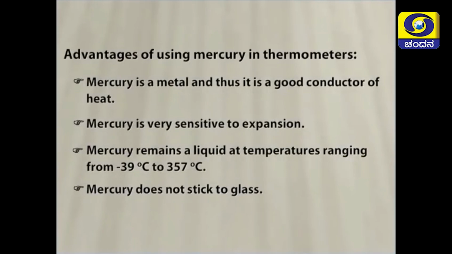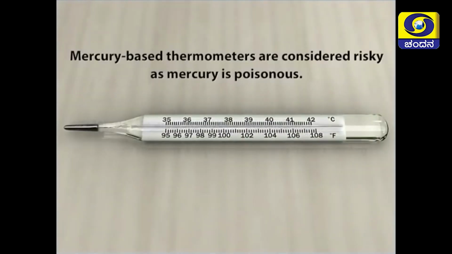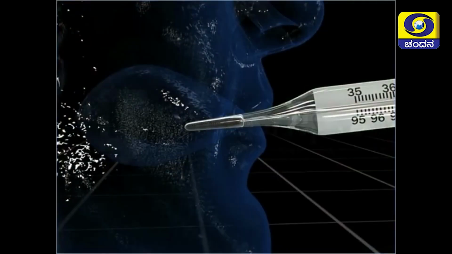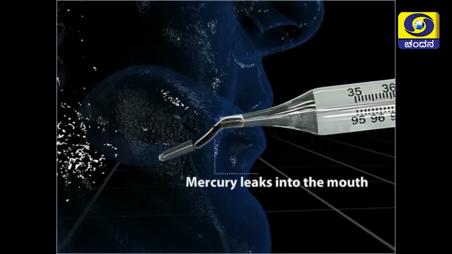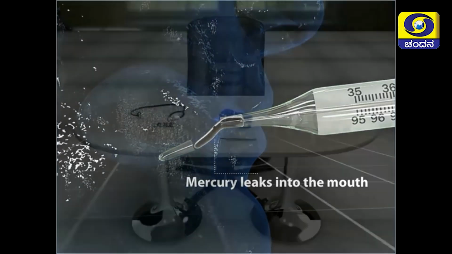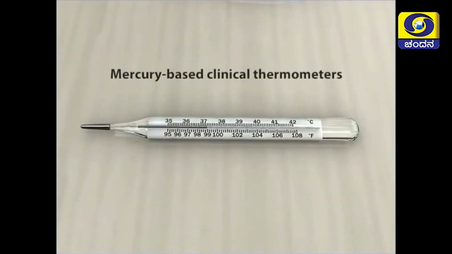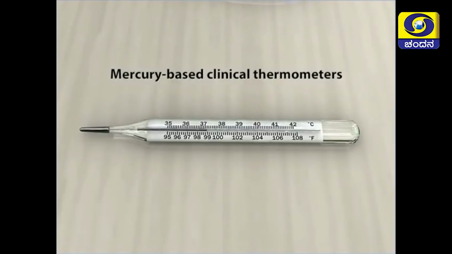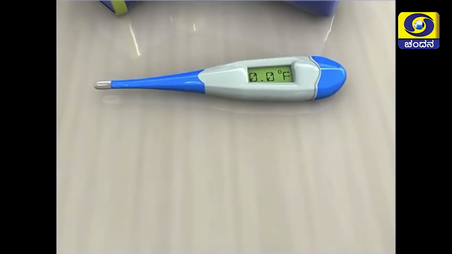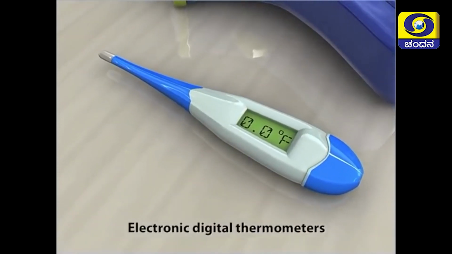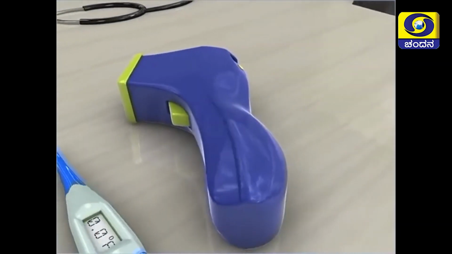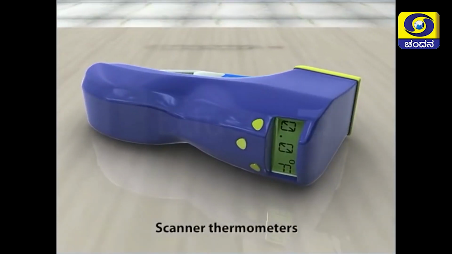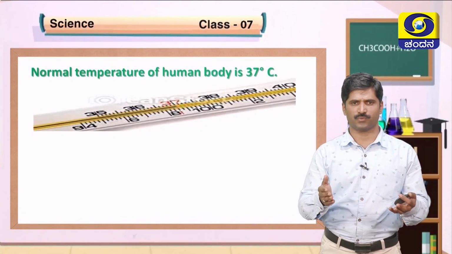Though using mercury in thermometers has advantages, mercury-based thermometers are considered risky. This is because mercury is poisonous. In case the bulb or the neck of a thermometer breaks, mercury can leak out into the mouth. This is why mercury-based clinical thermometers have largely been replaced nowadays with electronic digital thermometers or scanner thermometers. What is the normal temperature of human body?